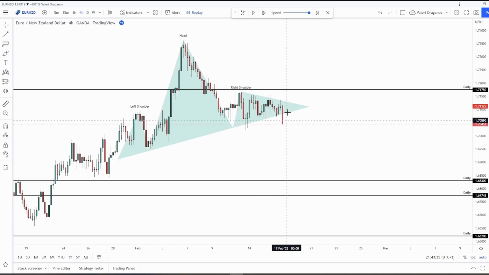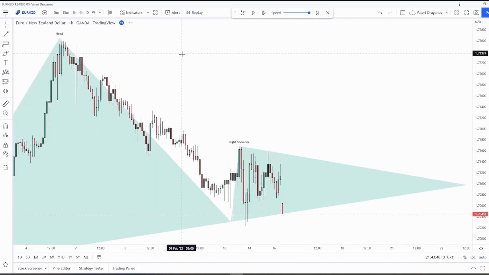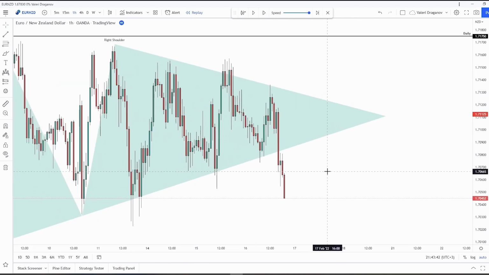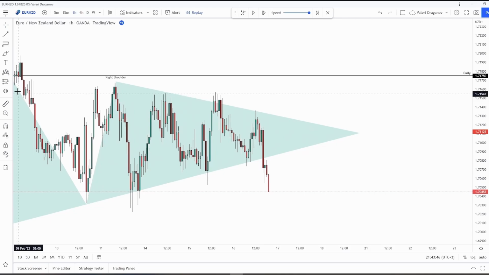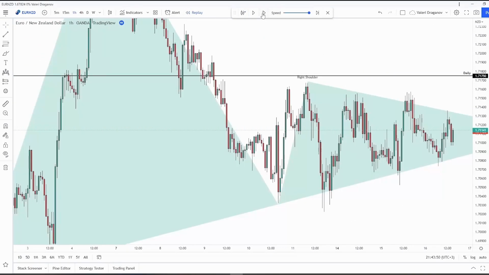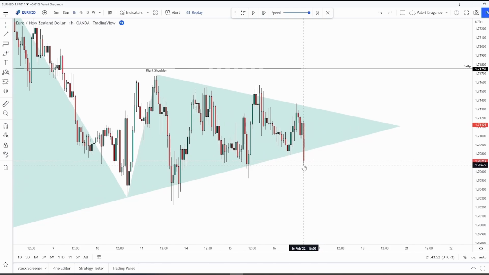Here this candle breaks the neckline. We can go to 1 hour and seek for a better entry. Here is our entry in short position. Let me return some few candles back. This is our entry in short position.